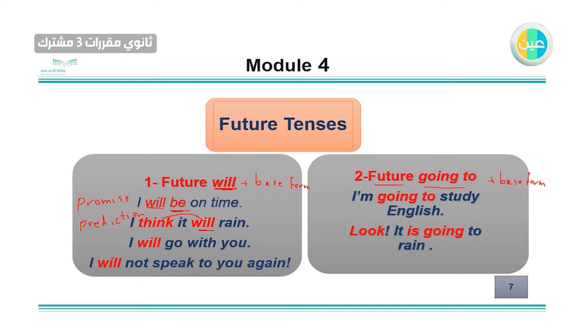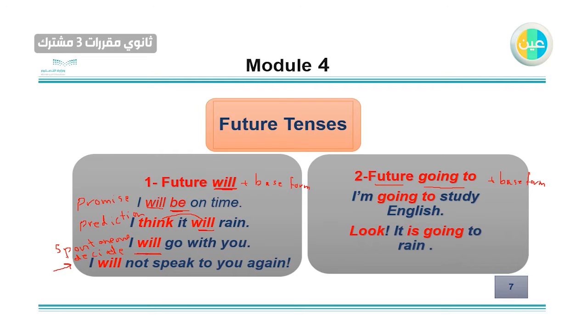Wait for me. So this is a spontaneous decision. What do I mean with spontaneous decision, students? I mean an on-the-spot decision. You just decide to do it. Spontaneous decision. This is the meaning of this, or on-the-spot decision. Okay, I will go with you. Wait for me.